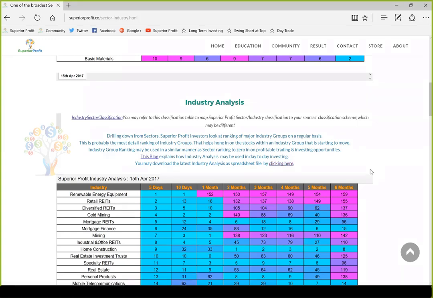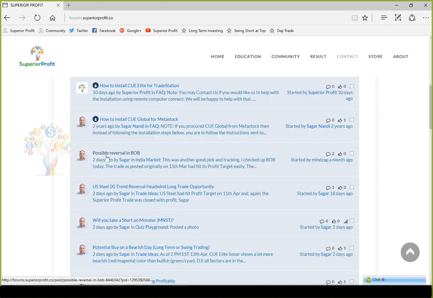So we covered a few commodities, global indices, forex symbols, US market in terms of QQQ, SPY, DIA, broad market sector industry analysis using graphs and heat map ranking table. Now we will go to our community and see what are the trade ideas that were shared since our last class. There is a comment added to a post on a company in India, Bank of Baroda.